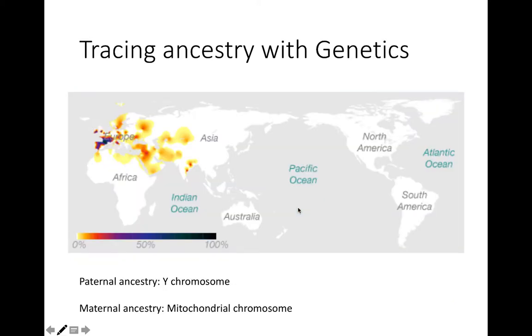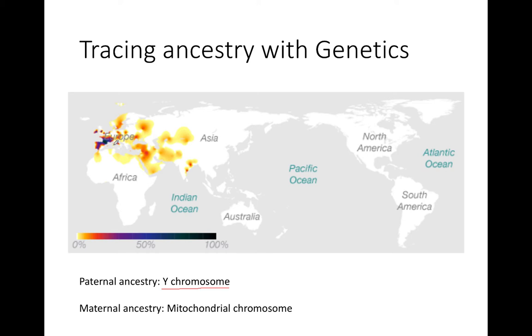I just thought I'd show mine. This is from 23andMe. This is a diagram showing my paternal ancestry, which is traced using Y chromosomes, because Y chromosomes don't actually change very much from generation to generation. We'll see why that is on Tuesday.